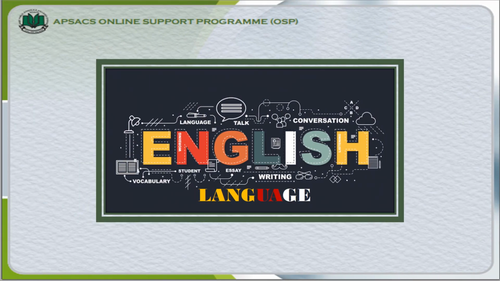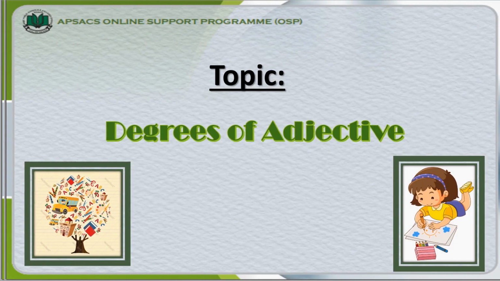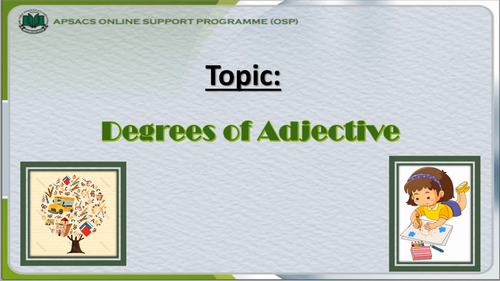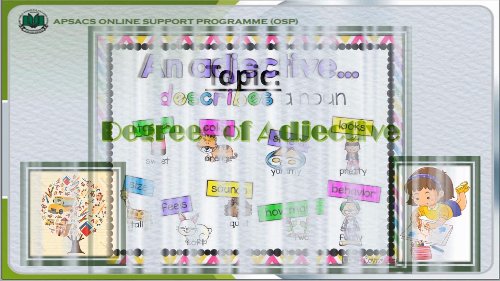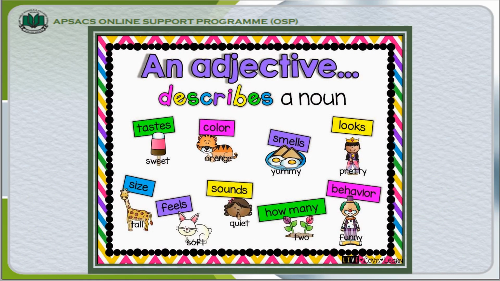This is English language tutorial. Our topic for today is degrees of adjectives. Okay students, before we come to our topic, let us first recall the adjective. So what is an adjective? Well, an adjective is that part of speech which describes a noun. It will tell you the taste, color, smells, look, size, speed, sounds, quantity and behavior of a noun.